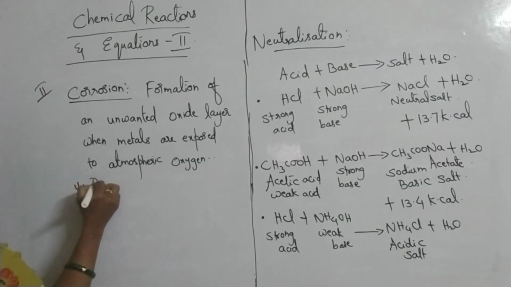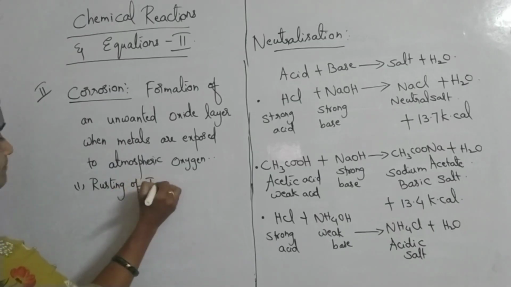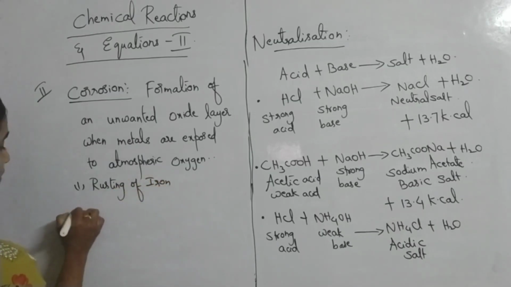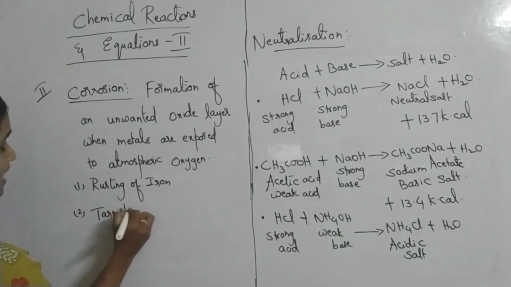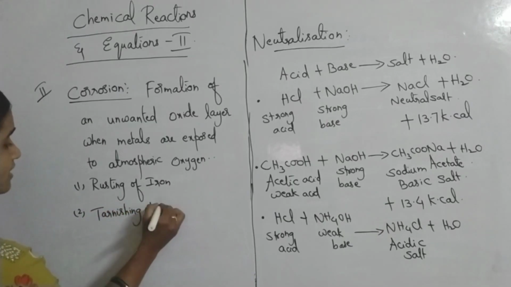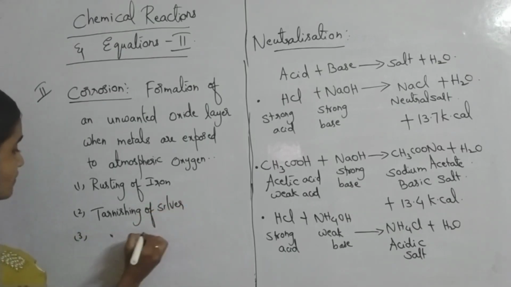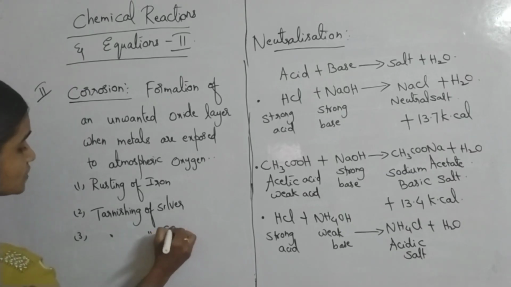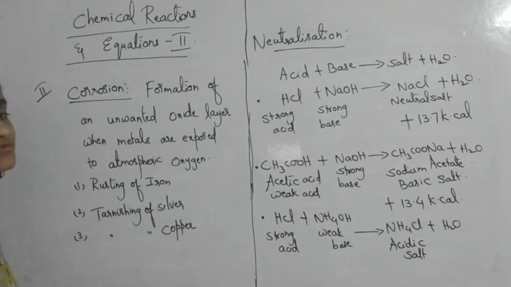Here you have certain types of corrosion. First one is rusting of iron. Then you have tarnishing of silver and tarnishing of copper. These all come under corrosion reactions only.